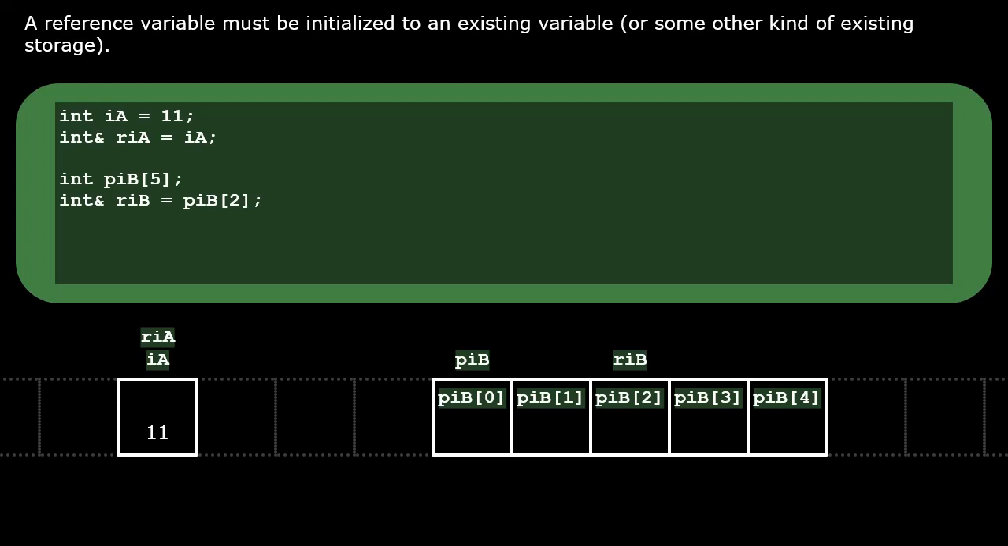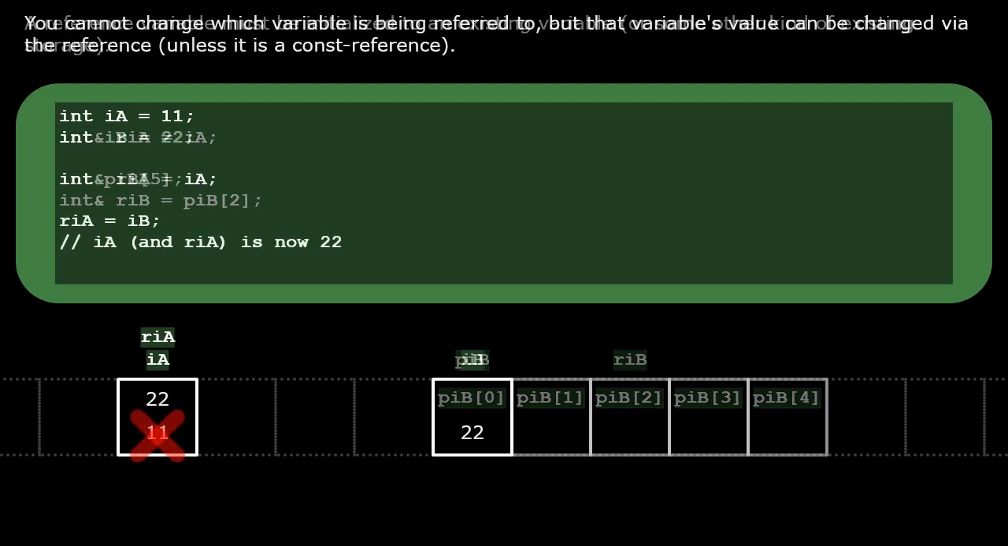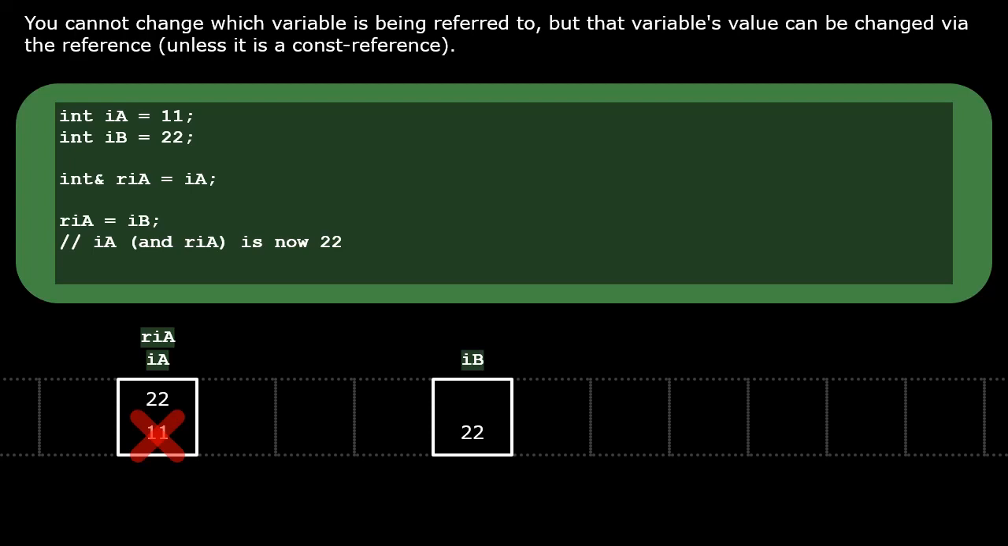For example, this RIA is a reference variable being initialized to a plain int variable IA. This reference variable doesn't point at IA in the way that a pointer variable would have. Instead, it becomes another name for referring to that memory location. Once a reference has been created, you cannot change which variable it is referring to, but that variable's value can be changed via the reference.